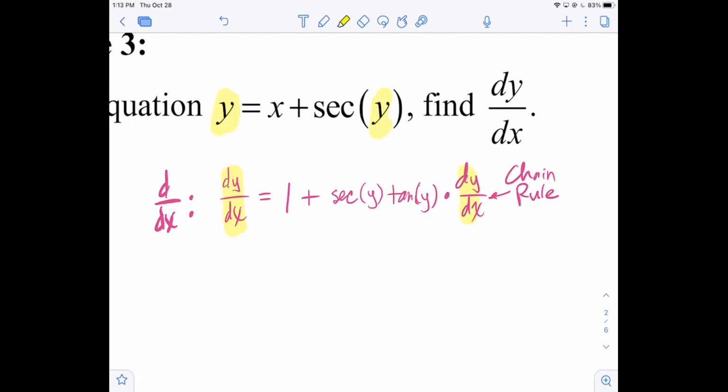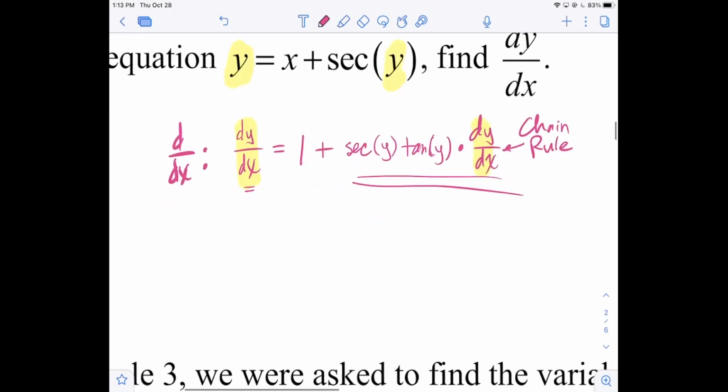Okay, and now we're done, right? That was exhausting. No, we're not done. We have some algebra left to do. Algebra's fun, right? So we need to collect like terms. We still want to solve for dy dx. There's a term with dy dx, and here's a term with dy dx. Collect like terms. Let's bring it over to the left side, okay?